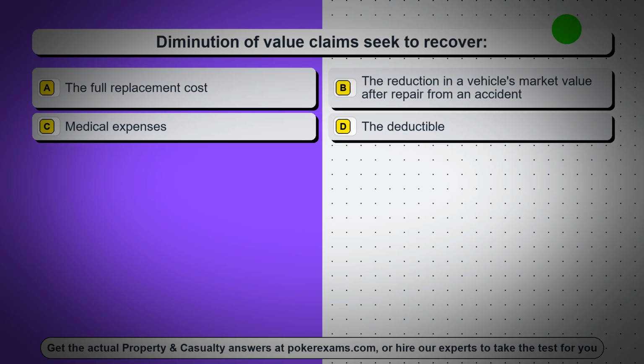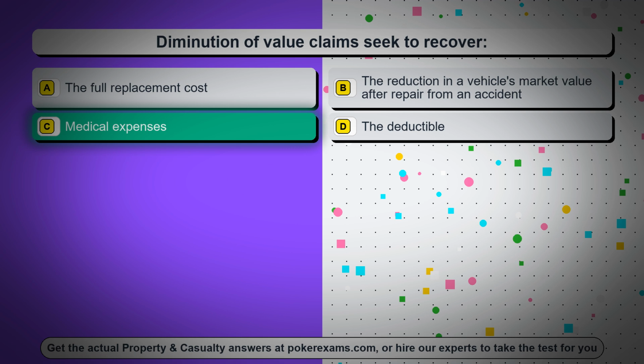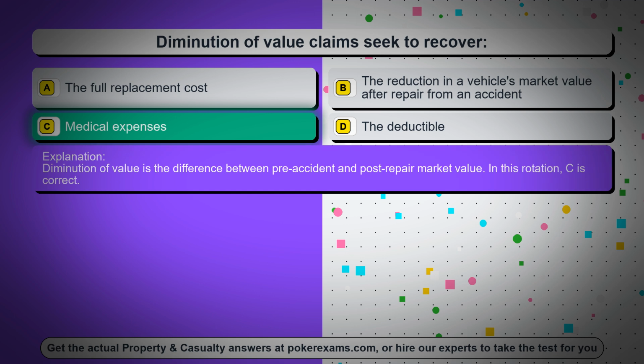Question 57. Diminution of value claims seek to recover. Option A, the full replacement cost. Option B, the reduction in a vehicle's market value after repair from an accident. Option C, medical expenses. Option D, the deductible. The correct answer is option C, medical expenses. Diminution of value is the difference between pre-accident and post-repair market value. In this rotation, C is correct.